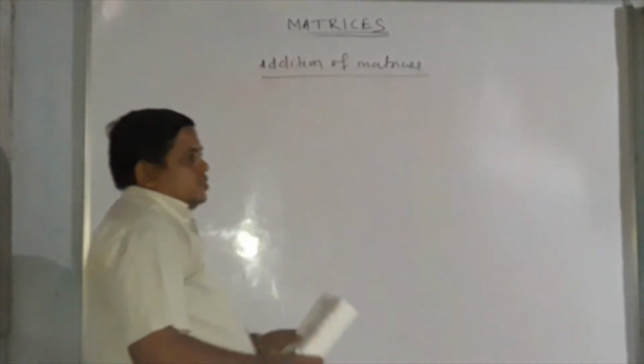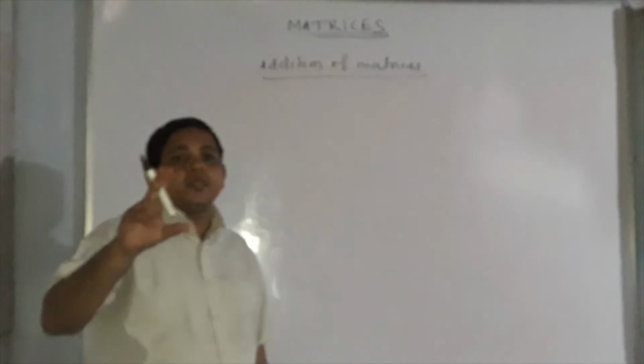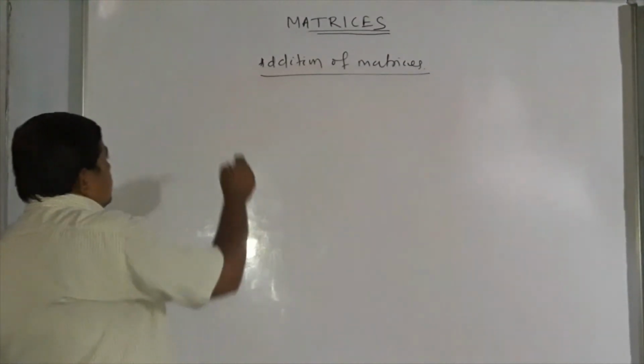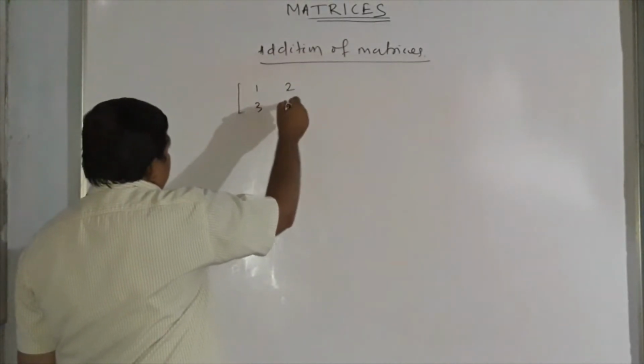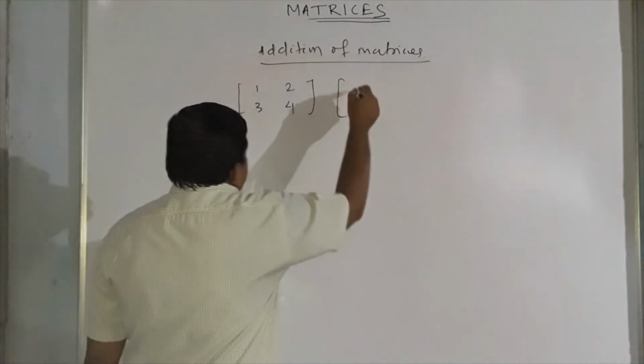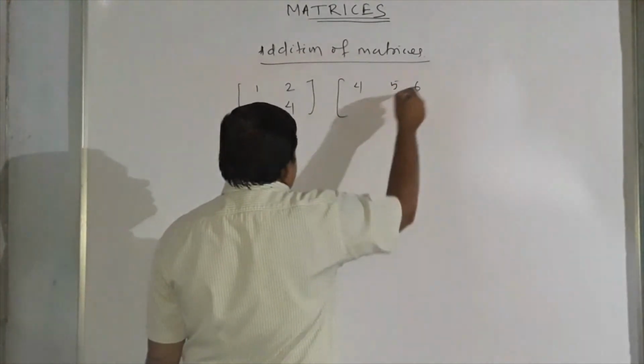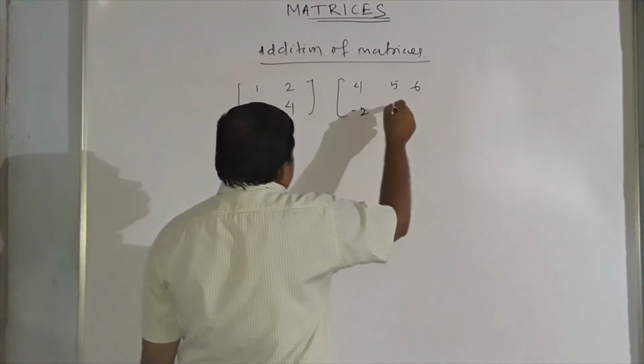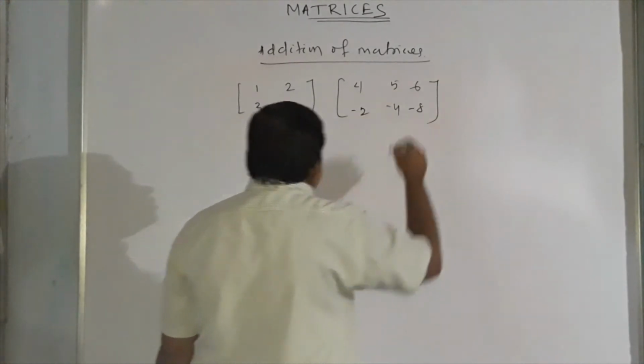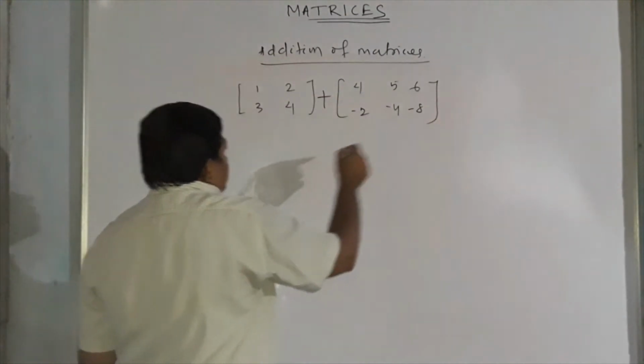Now addition of matrices. So the definition I showed you, that means two rectangular arrangements of numbers we can add. Here, first you understand what is the compatibility for addition of matrices. What is compatibility? That means, in which condition both can be added. Suppose I give one matrix 1, 2, 3, 4. Another matrix I will write here: 4, 5, 6, minus 2, minus 4, minus 8. Here, the addition of these two is not possible.